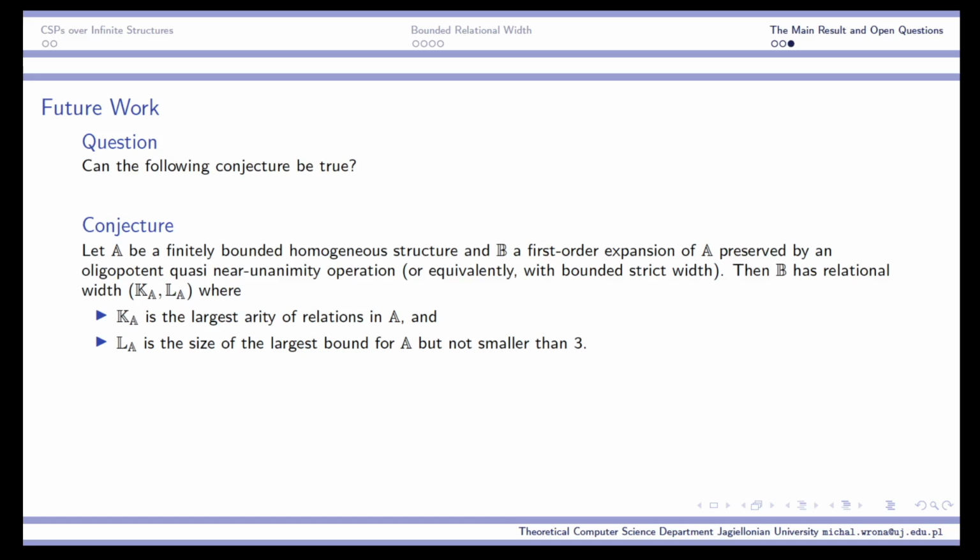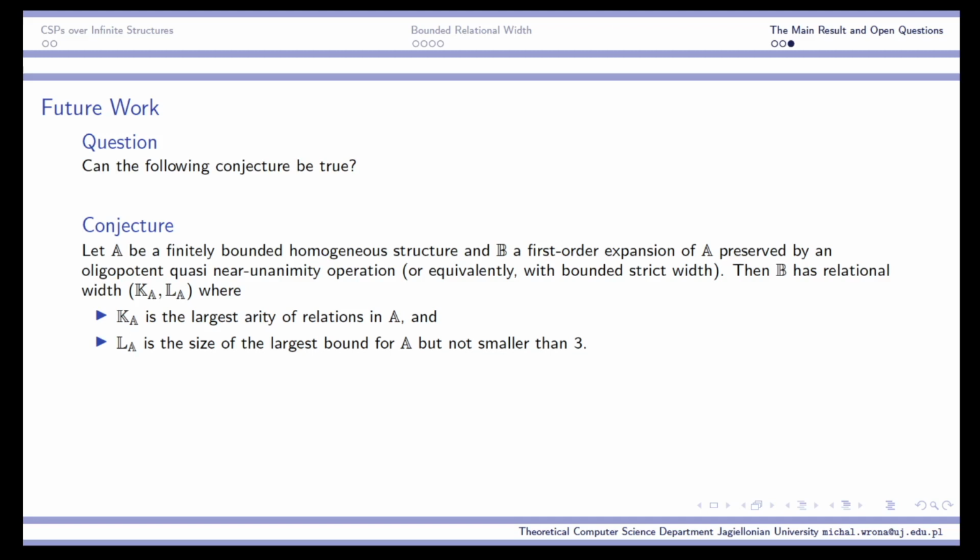And so we are also interested in completing our characterization. So we have the following conjecture: let A be a finitely bounded homogeneous structure and B a first order expansion of A, preserved by an idempotent quasi near unanimity operation, or equivalently with bounded strict width. Then B has relational width KA·LA, where KA is the largest arity of relations in A. We had 2 in binary cores, and LA is the size of the largest bound for A, but this is at least 3.